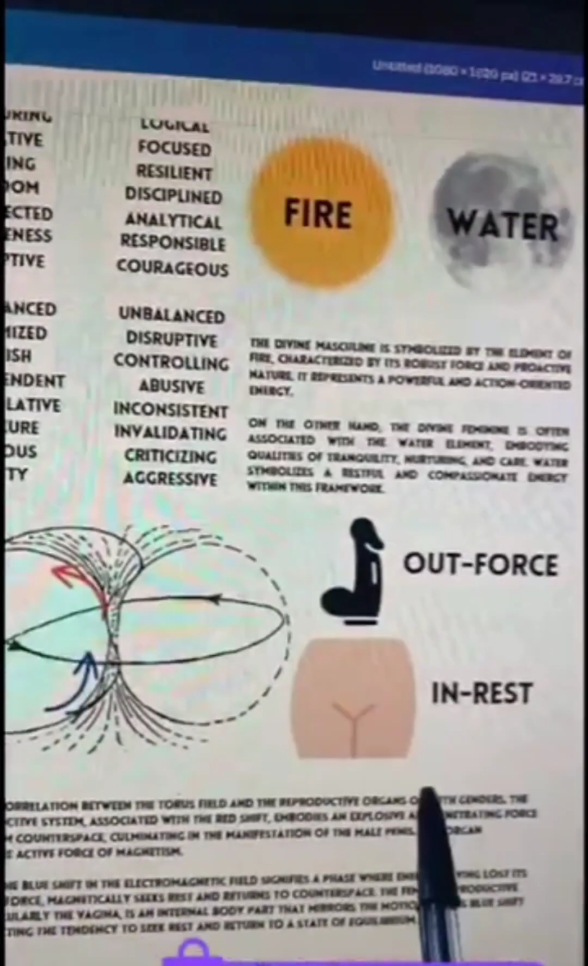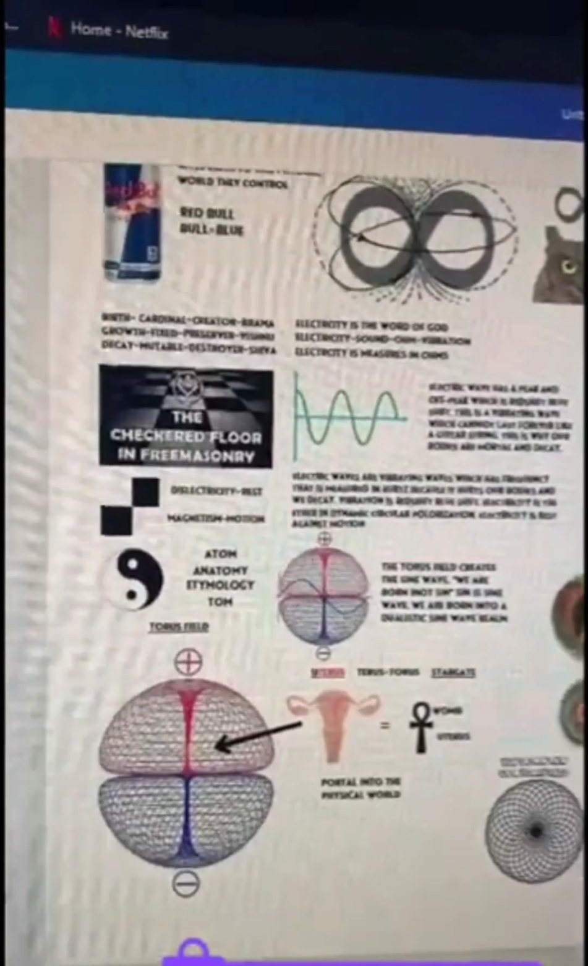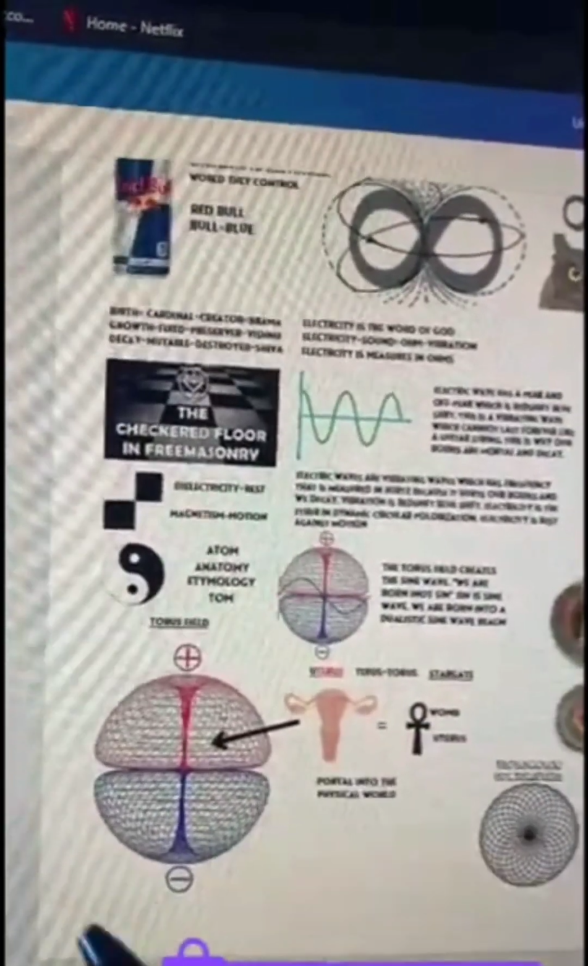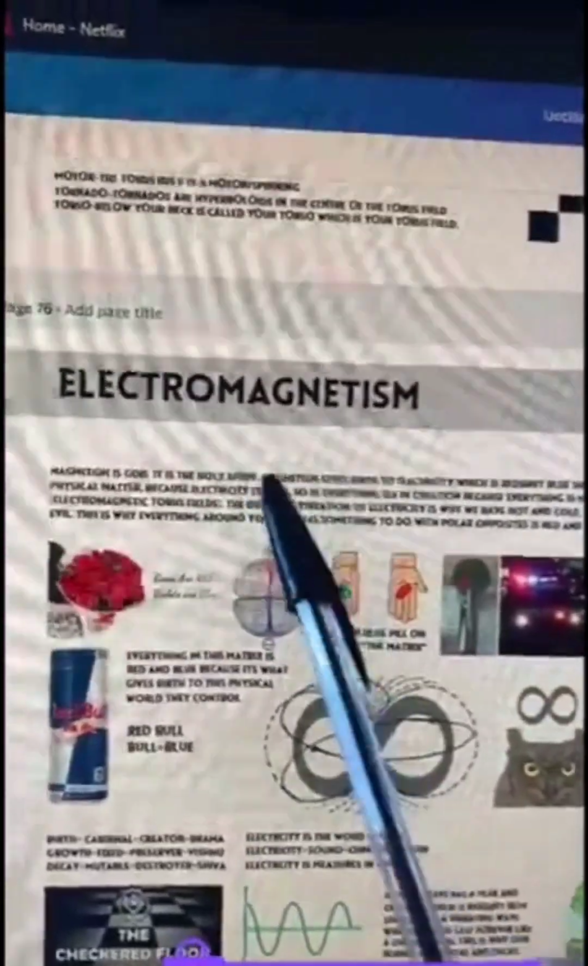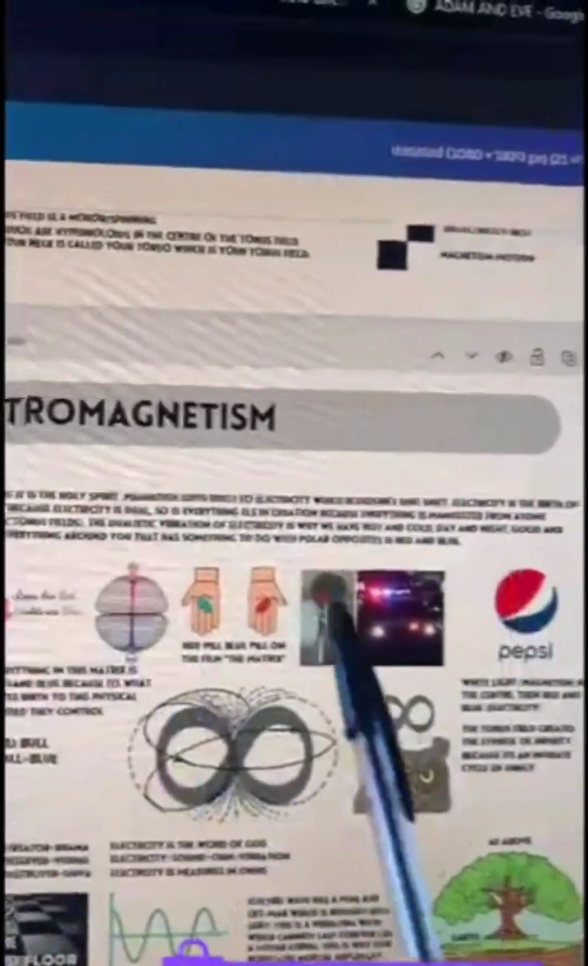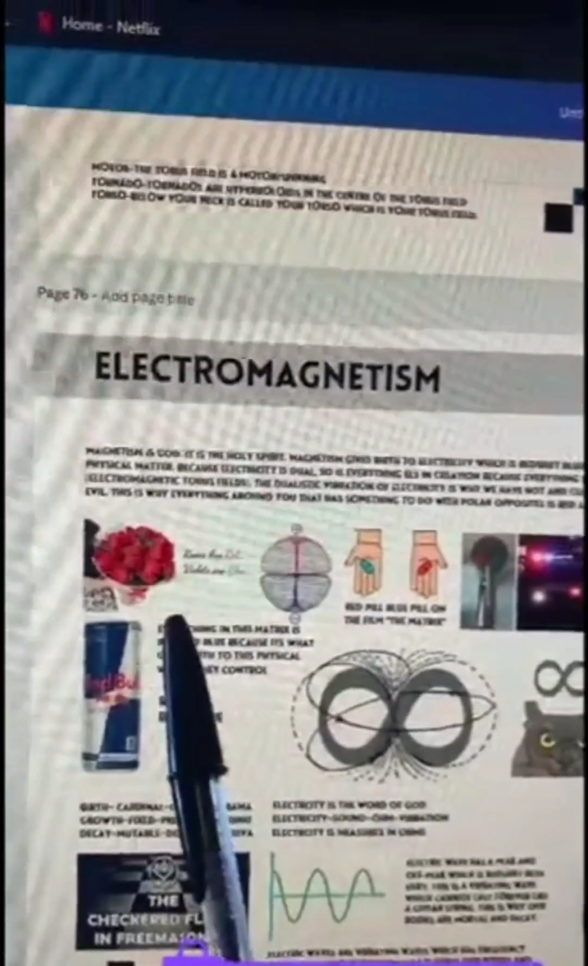The in force, female. The atom that creates this reality is dualistic, hence why everything has two sides: good, evil, fun and boredom. The torus field is red and blue. Why do you think everything's red and blue? Roses are red, violets are blue. You chose to incarnate into physical matter.